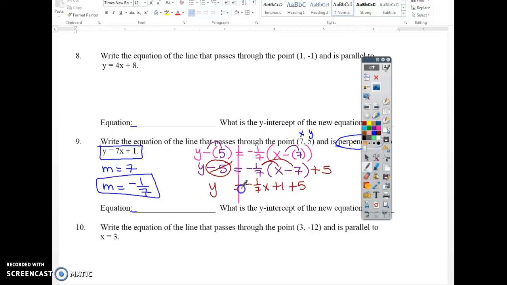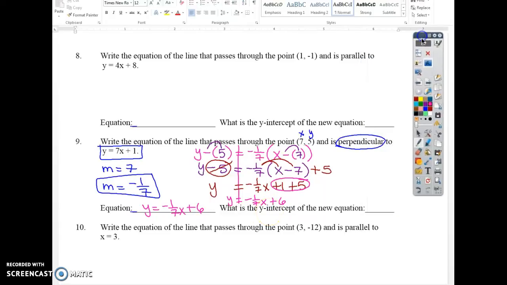Y equals. So what's the last step? Combine like terms. So 1 plus 5 is 6. Y equals negative 1/7 X plus 6. So right here, this is where you put your equation. It says equation Y equals negative 1/7 X plus 6. And what is the y-intercept of the new equation? 6. It's that number right there by itself. 6.